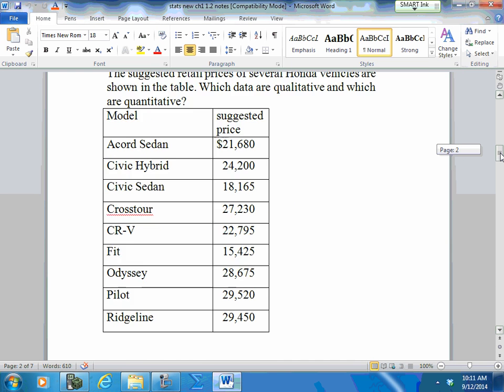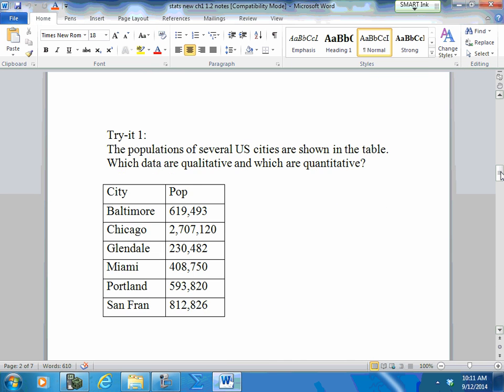All right, take a look at this chart. What part is the qualitative? The cities. Good. Qualitative. It's just a label. A label of a city. And this guy, quantitative. Okay. All right, so we've got qualitative versus quantitative.